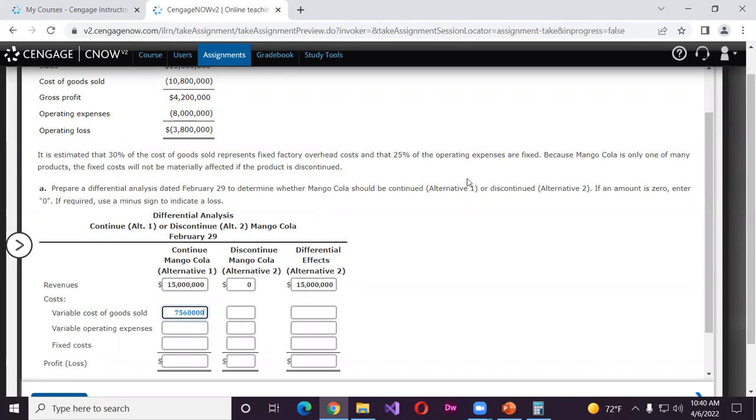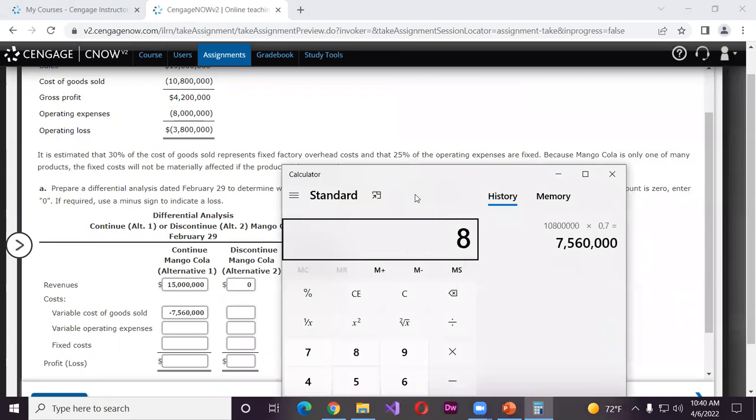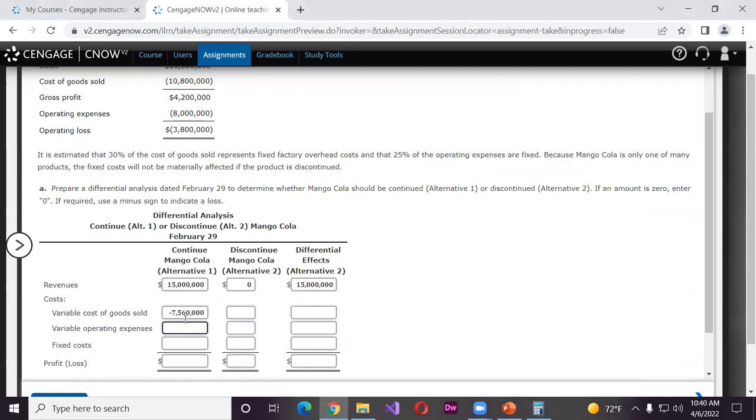Yeah, it tells us here, use a minus sign to indicate a loss. It's not really a loss, but it's a cost, right? Our variable operating expenses. This tells us that 25% of the operating expenses are fixed. Therefore, 75% of the operating expenses are variable. Okay, so I'm going to take 8 million times 0.75. So $6 million in variable operating expenses.